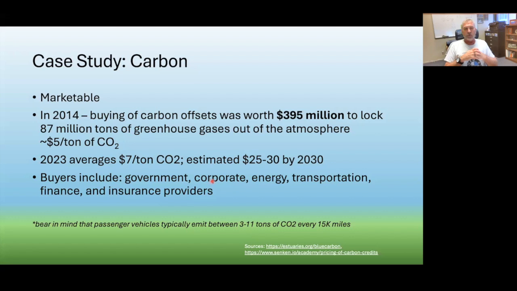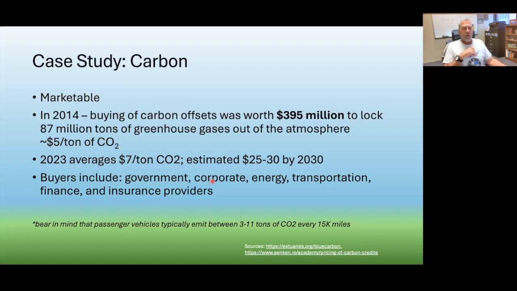And there are estimates that by 2030, because of the amount of mitigation and counteraction that needs to occur in order to deal with the issues surrounding climate change, those markets are likely to get stronger. Those carbon offsets are going to be more expensive. So it's estimated to be anywhere from $25 to $30 per ton of CO2 in just about 6 years from now, right? So that's a pretty significant increase. And that makes that market something that businesses are going to want to get involved in.